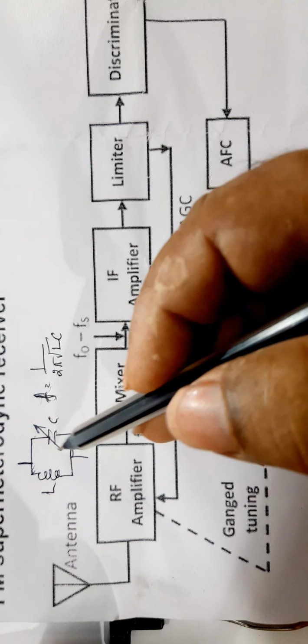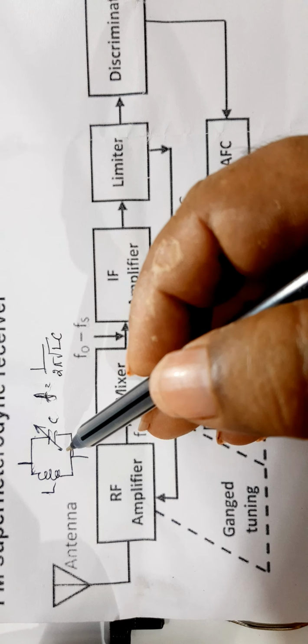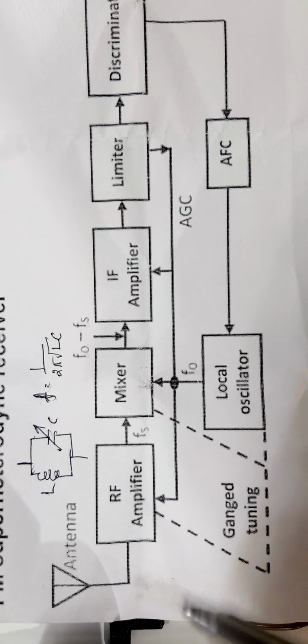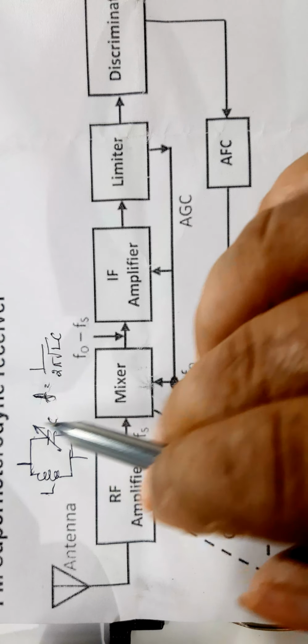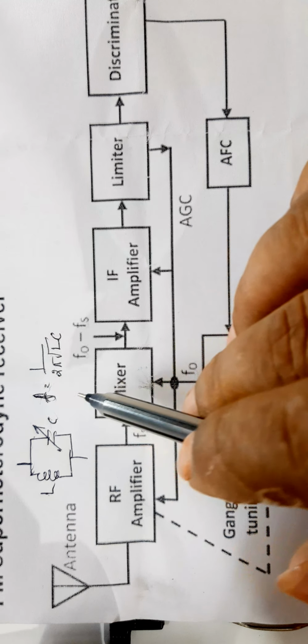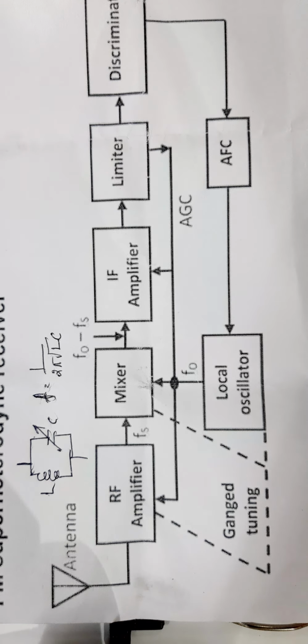Now you can select the value of C so that it will select only a particular station frequency, which is given by this, and it rejects all other frequencies. Selecting a particular frequency from different stations is called selectivity. It is another important characteristic of a receiver.